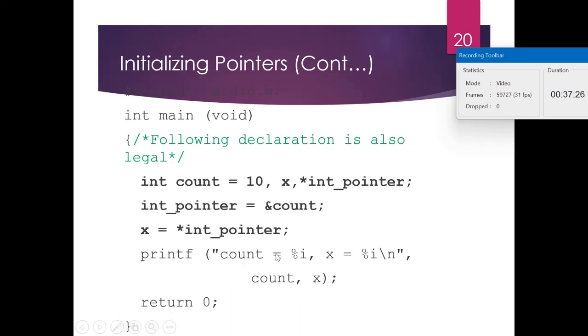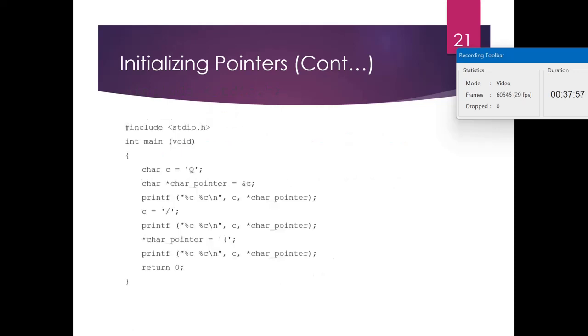Here the output should be count equal. What is the count value? 10. Count equal 10. X equal, here it is. What is the value of the x? The value pointed to by int pointer. That means the 10. Okay. X also 10. Count also 10. You have to try this one.